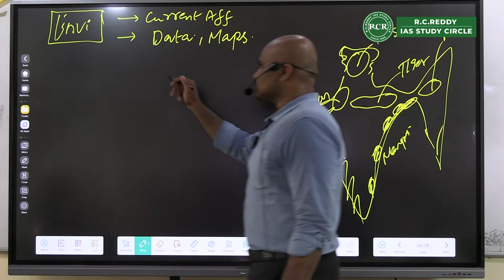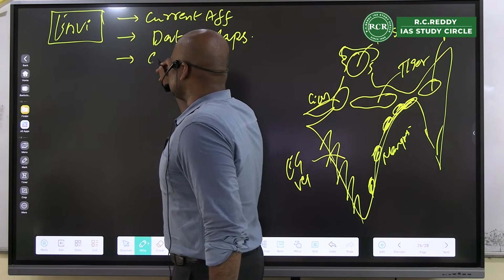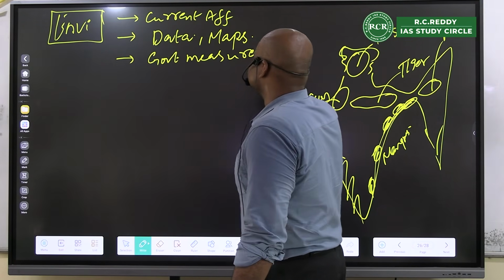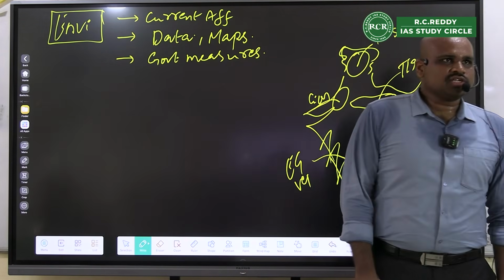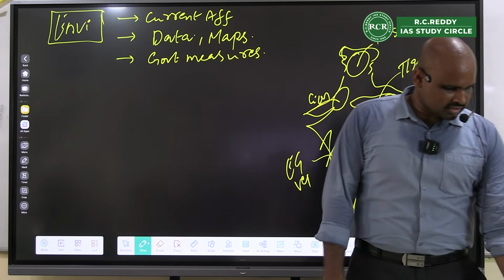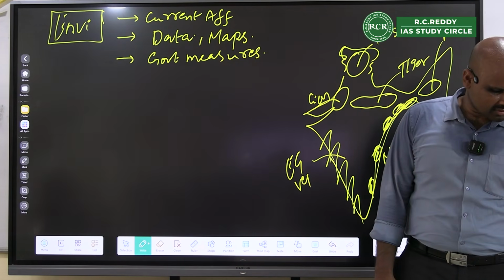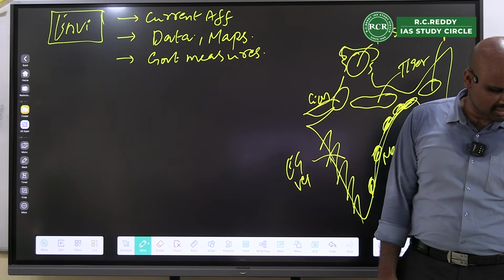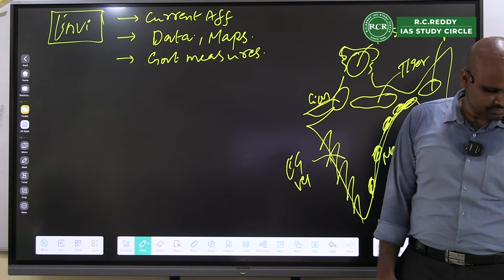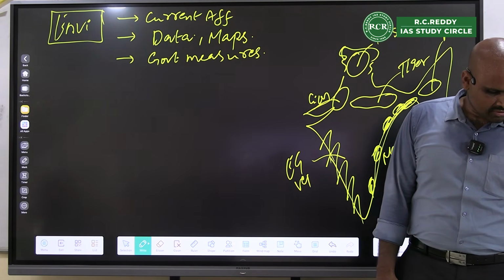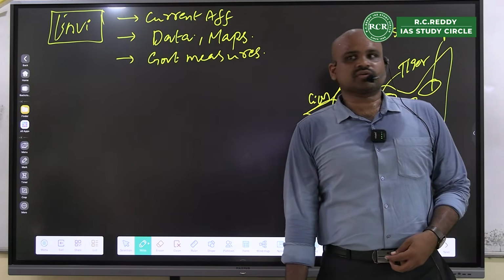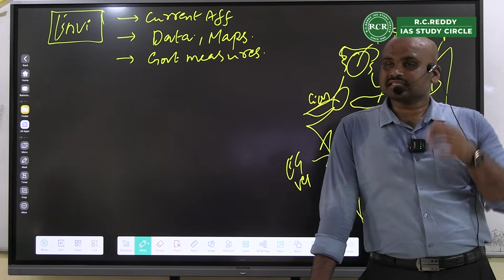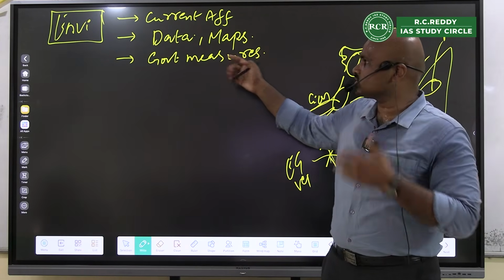The third aspect with respect to environment, again which is important, is writing government measures. Why should we write government measures when it comes to environment or when it comes to India? It is very clear that that will fundamentally show some environmental consciousness to the examiner. Environmental consciousness with respect to the government. That's more important whenever I'm talking about these aspects, right? So this is one more component which is important.